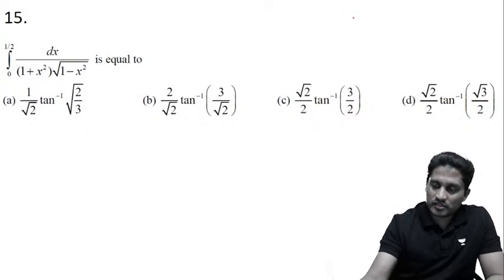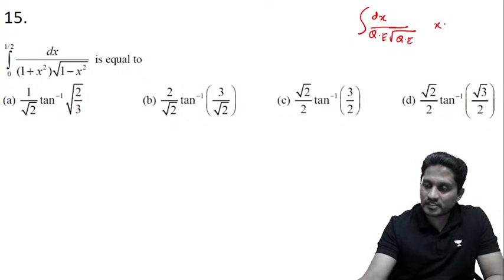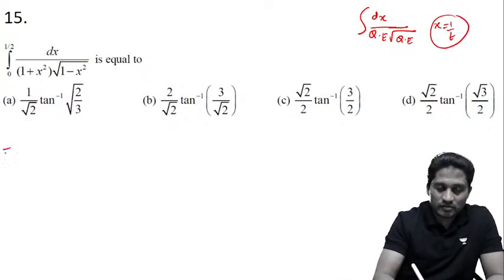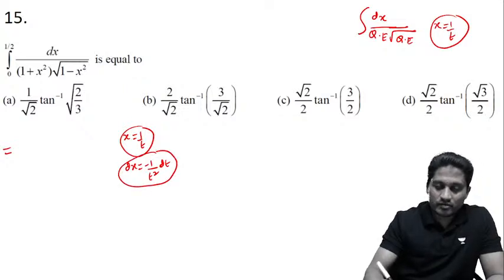See, when you have an integral of dx divided by quadratic into root of quadratic, that is pure quadratic, you should put x equal to 1 by t. So note the steps now. I'll put x equal to 1 by t. Then dx is equal to minus 1 by t^2 into dt.